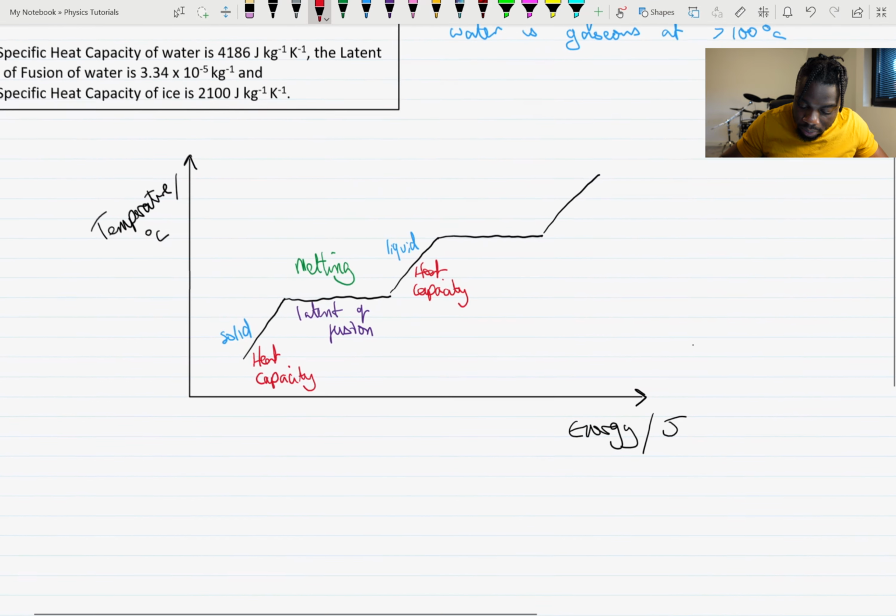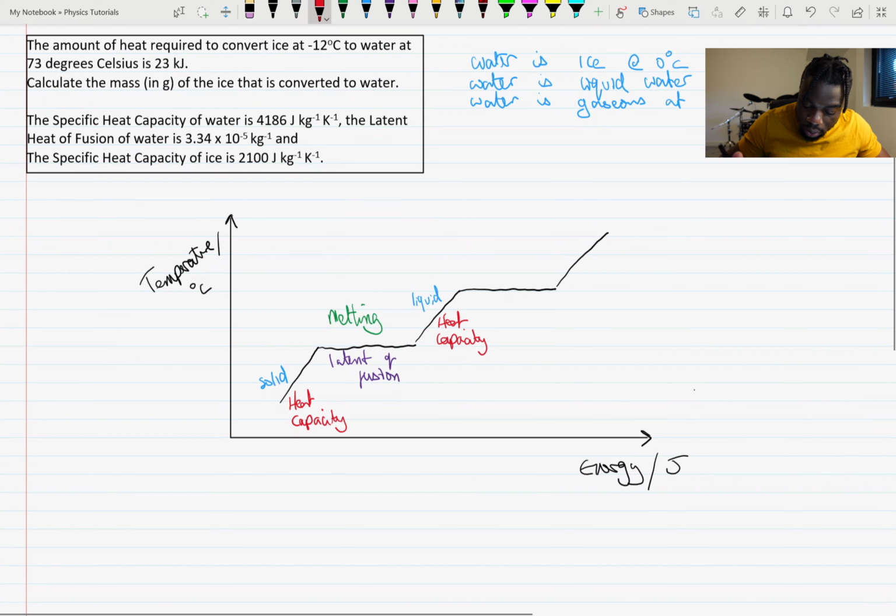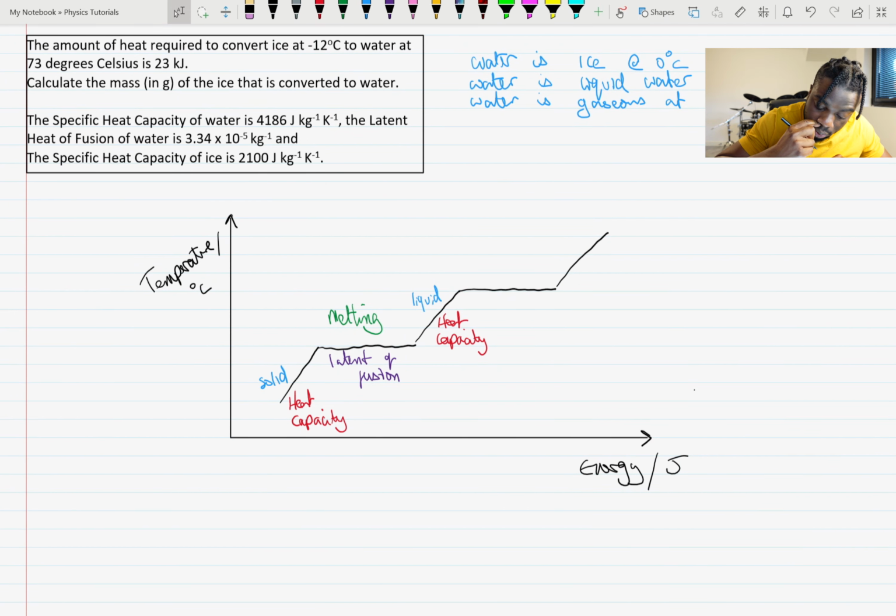Okay, so I'm heating up the water over time until I reach probably 100 degrees Celsius. So I should also note down here that there are certain temperature barriers here. So if I just draw a dashed line there, I can say that that is 0 degrees. And if I draw another dashed line here, I can say that over here we have 100 degrees.